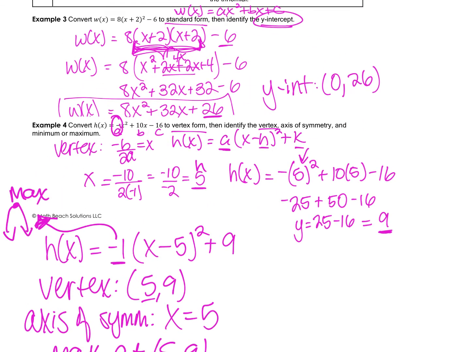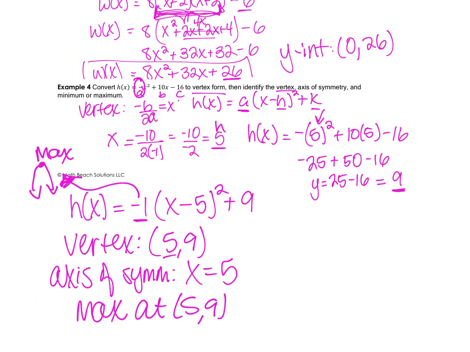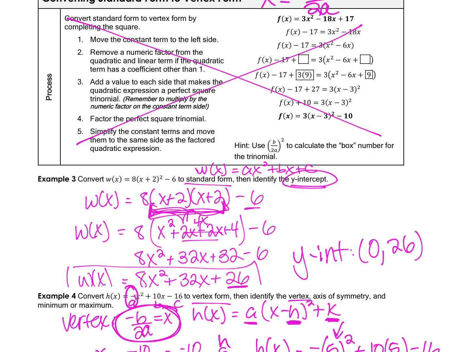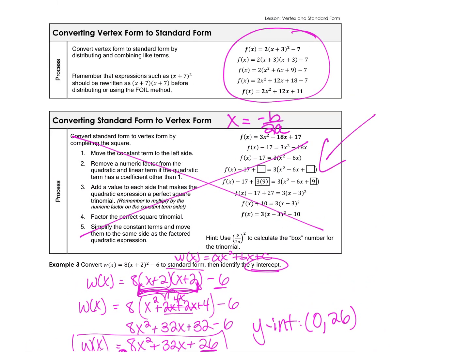Okay, so if you go from standard to vertex form, you're going to use this formula to find the x value of the vertex, which is your h on vertex form, and then you'll plug in to find the y value, which is your k. That's the easiest way. If you want to use this method here, you're welcome to do that. Let me know if you have any questions.